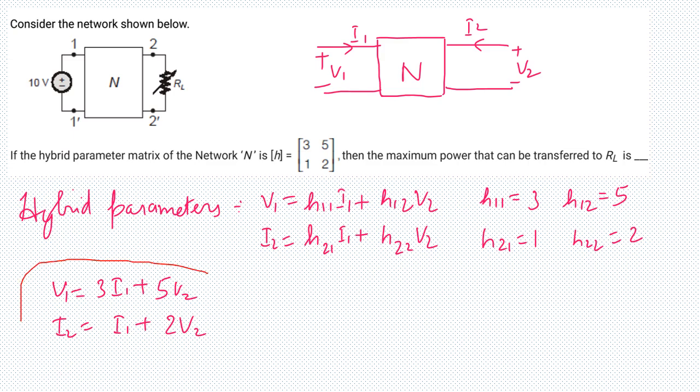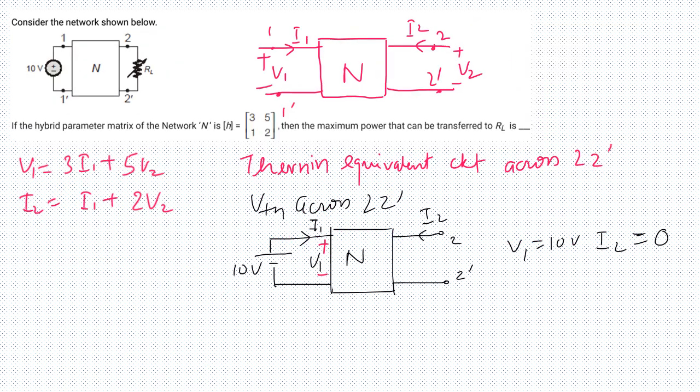Once we have these equations, we can find the Thevenin equivalent across 2 dash. In the Thevenin equivalent we get VTH and RTH. Maximum power will be transferred when the load resistance RL is equal to RTH. This is how we are going to approach this question, so let us proceed.